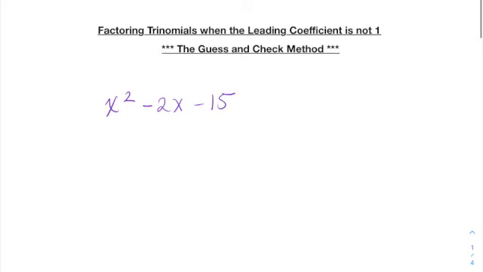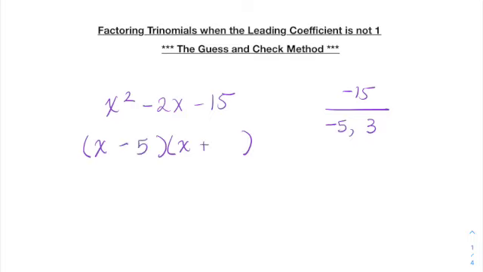Pretty much everyone knows that it breaks up into two separate sets of parentheses, and it needs to be x and x, and then you're looking for factors of negative 15 that add up to negative 2. So that would be negative 5 and positive 3. And then typically those factors just go into the parentheses, and you have factored the trinomial. But what you're doing is what I like to call reverse FOIL.